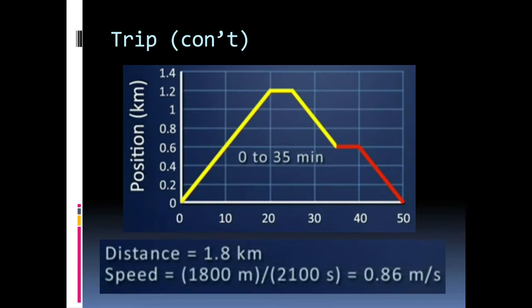So here's the answer. The distance is 1.8 kilometers. When you add it up, the speed would be that, converting to meters again, multiplying by 1,000, and converting the time to seconds. Remember, you have to multiply by 60. You get 0.86 meters per second.